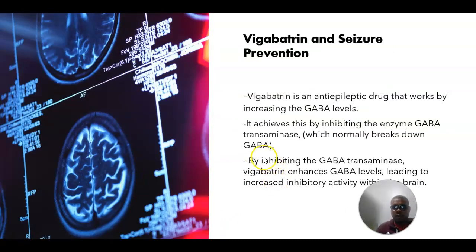And I also want to say, by inhibiting the GABA transaminase, the Vigabatrin enhances the GABA levels, leading to the increase of inhibitory activity within the brain. Like I've been saying all along, without the power of Vigabatrin, the GABA receptors could only do so much. But with the help of Vigabatrin, it can allow the GABA receptors to do more because it consists of the same components. It'll be easier for the GABA to move around and cancel out other neural signaling in whatever parts of the brain.